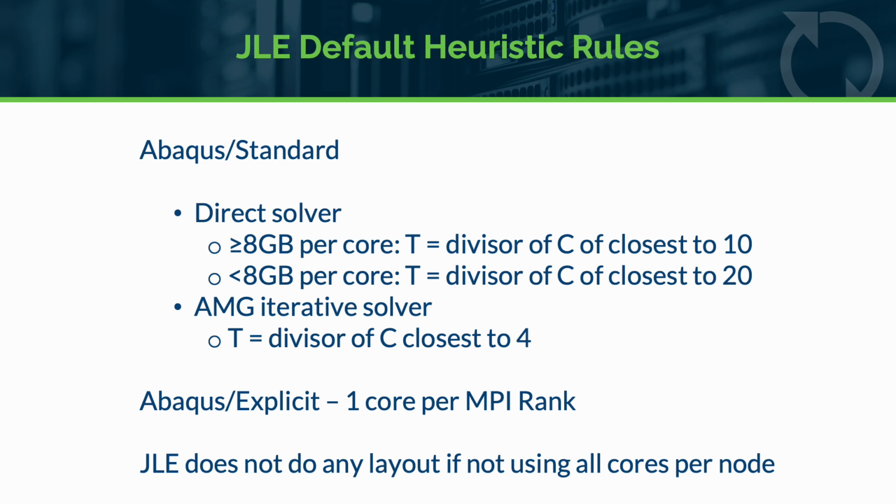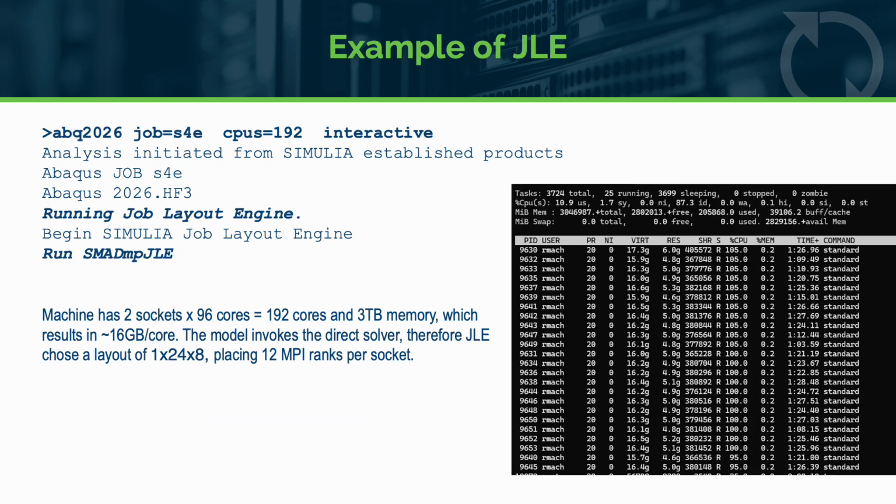Now, the JLE does not do any layout if you do not use all the cores on the node. If your machine has 192 cores and you use 32, the JLE does not kick in, because maybe it doesn't know what you're doing with those other cores. It doesn't know what optimal might be depending on what else you're doing.